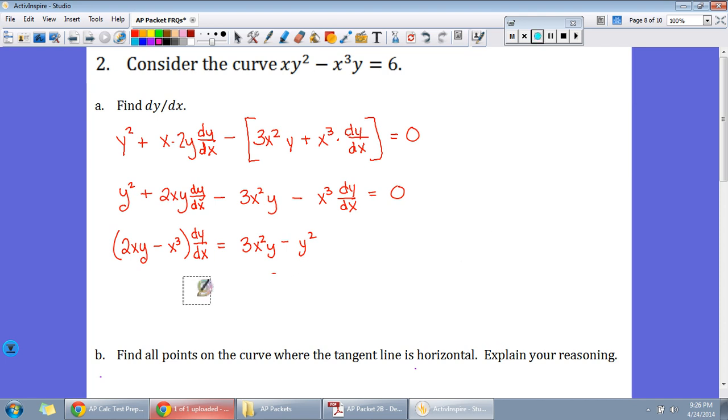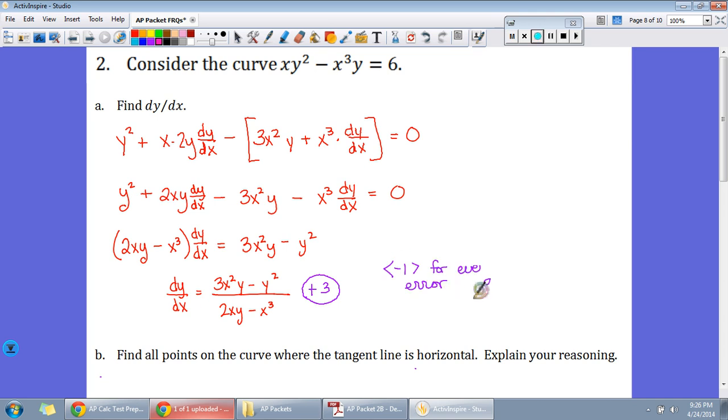The final step is going to be dividing the left and right hand side by the parentheses. dy/dx is going to equal that. This is worth 3 points total. You get -1 for every error that you make, whether it's arithmetic or whatever. You can't get negative points though, so the least amount of points you can get is 0.